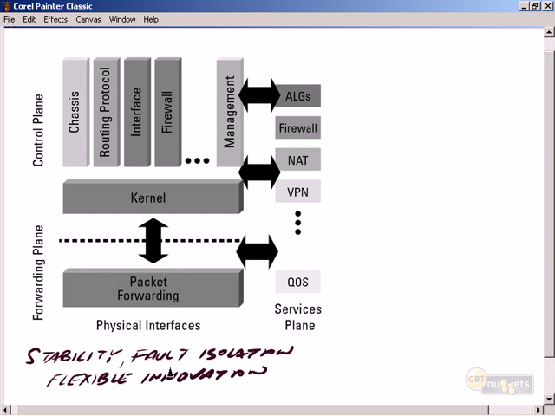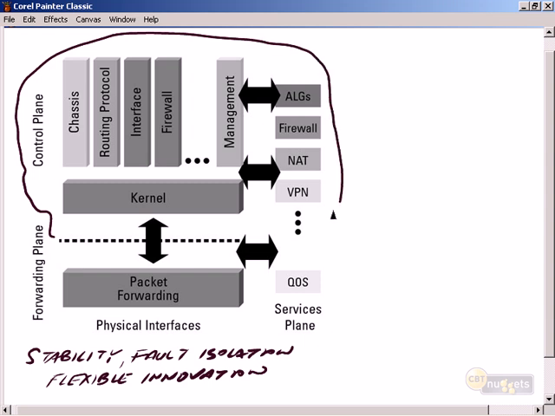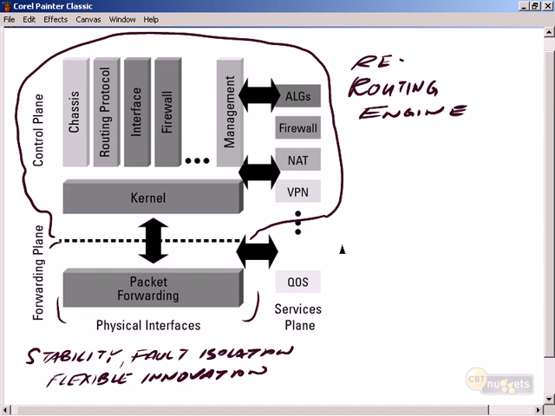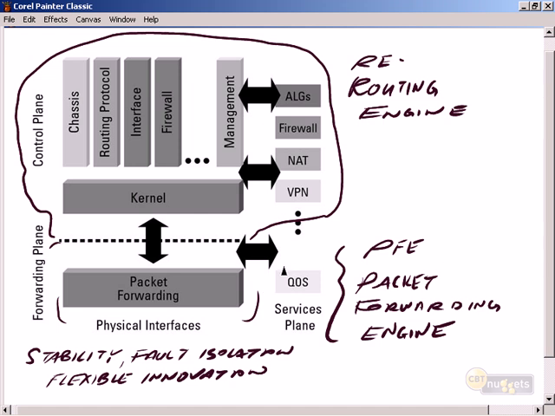Now, we need to go one step further because we need to talk about how we route traffic, because we're really focusing on routers here, right? So the control plane, I'm going to go ahead and separate it here. The control plane runs on what we call the RE, or the routing engine. Down here we have the forwarding plane. You see our packet forwarding. This operates on the PFE, the packet forwarding engine. You can see we've also got a services plane down here. We'll talk more about that later.